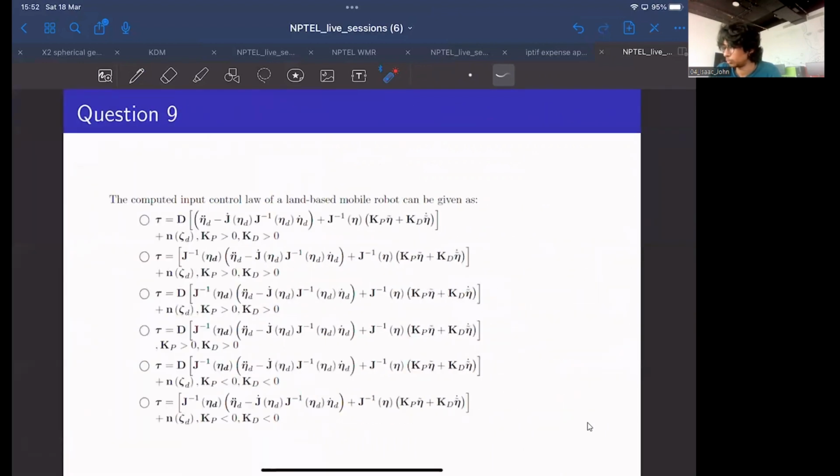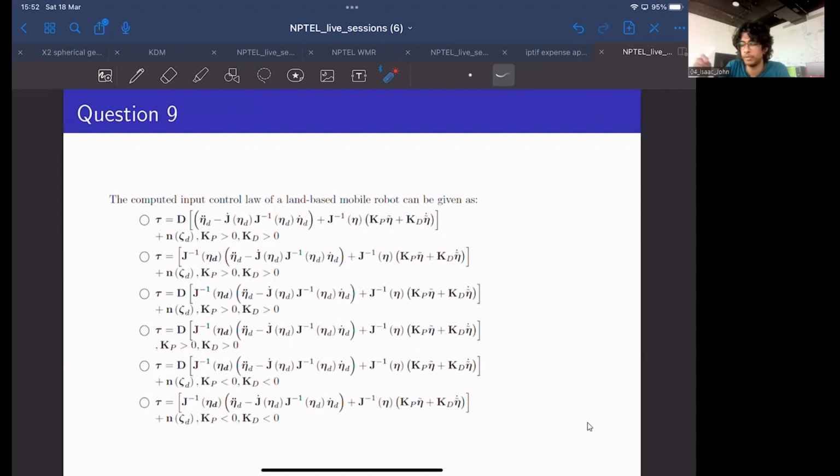All right. So moving on to the second question, question number 9. This is also similar to the previous question, but at the dynamic level. Earlier, we only considered first order error dynamics because the entire model we worked with was just the kinematic model. And here, we are developing the dynamics of the robot as well.